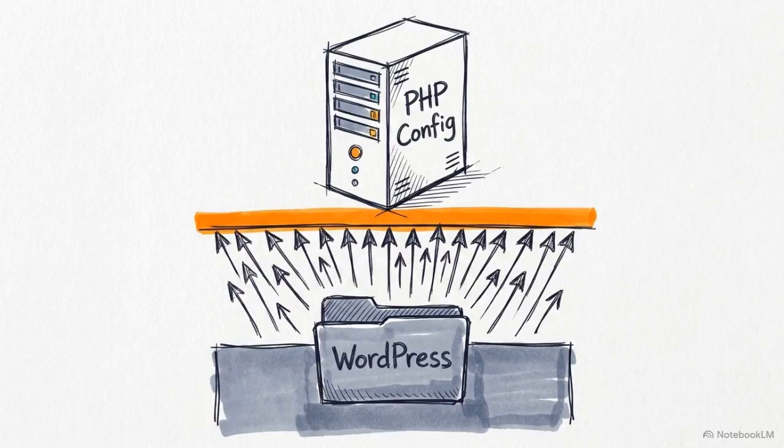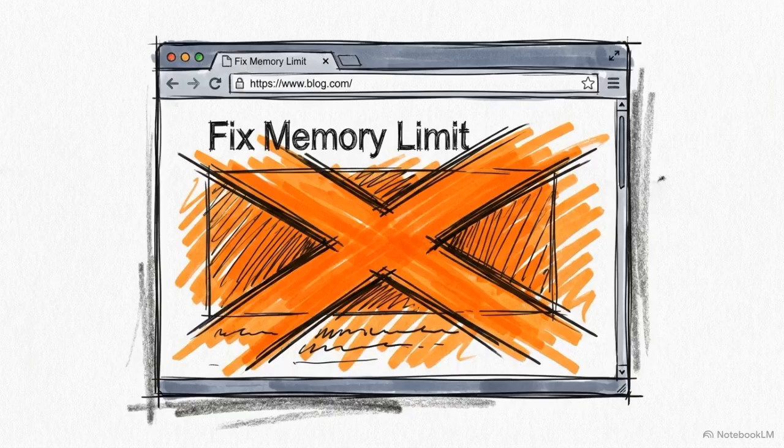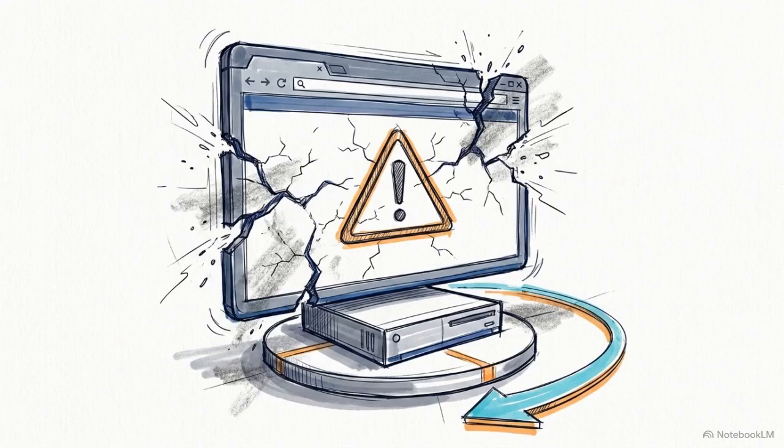This is a hard cap set by your server's PHP configuration that intercepts and denies any WordPress request trying to exceed it. You might read guides telling you to add code to your .htaccess file. Do not do this. If your host uses modern LiteSpeed servers, pasting PHP memory values into an .htaccess file will immediately trigger a 500 internal server error and take down your site.